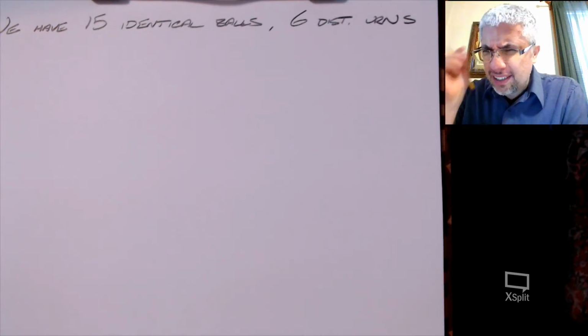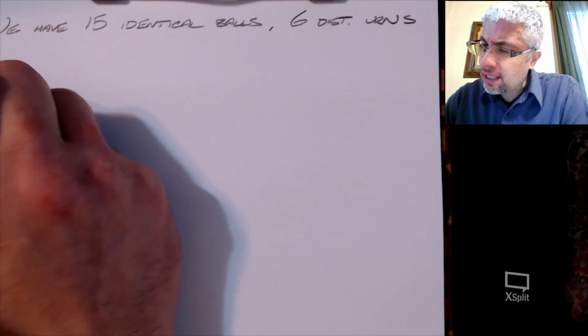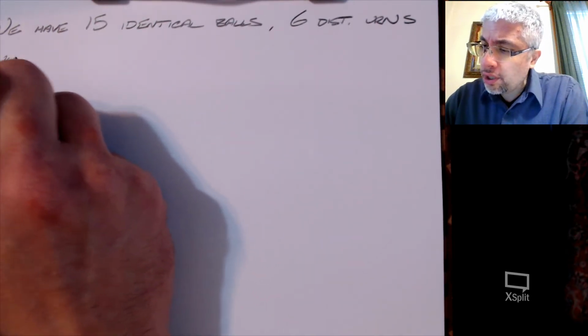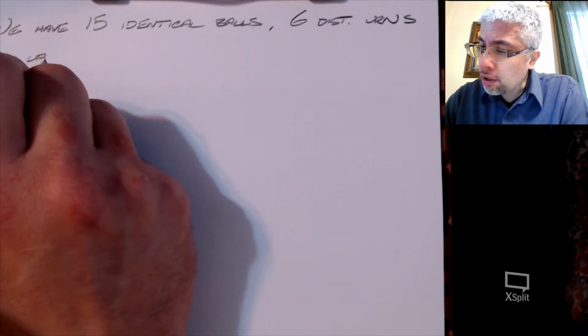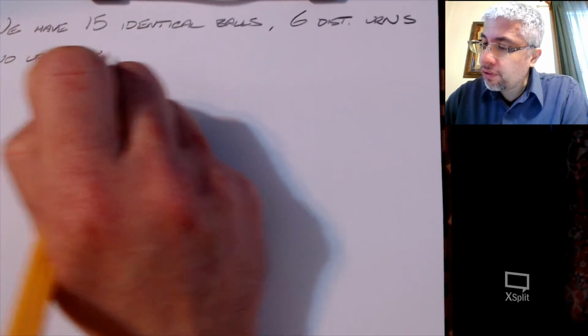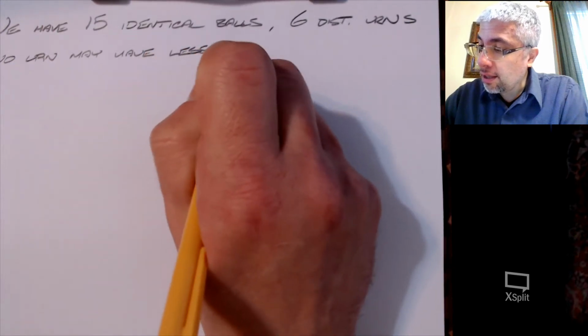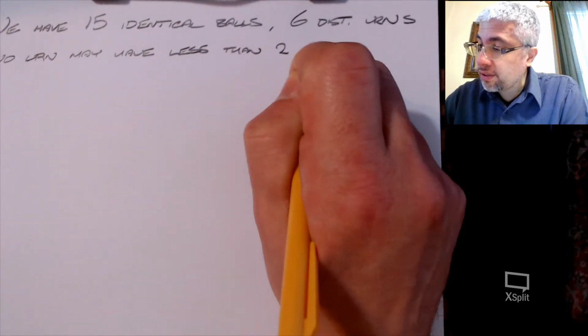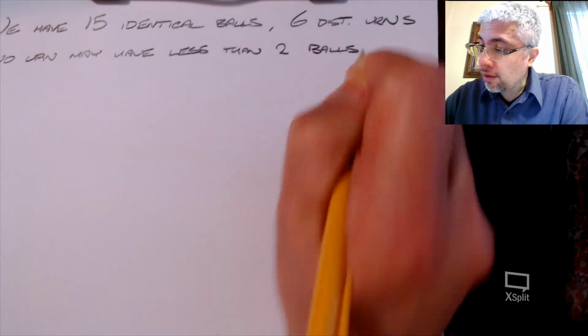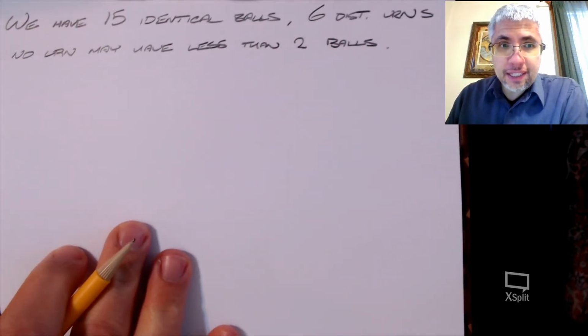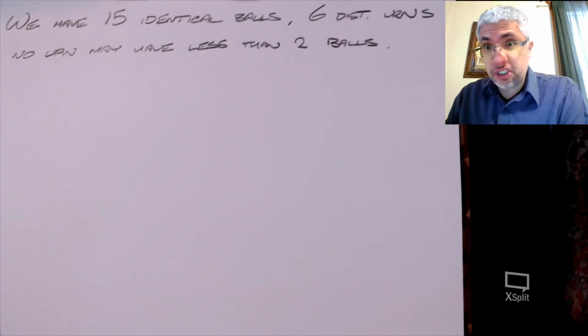And let's take a look at what would happen if we first said no urn may have less than 2 balls. Well, okay, for a problem like this, all we have to do is say, okay, well, each of the urns has to get 2 balls. Let's place those first. The balls are all identical. So at that point, I don't have to worry about which balls go in the urn. I just put 2 in each.